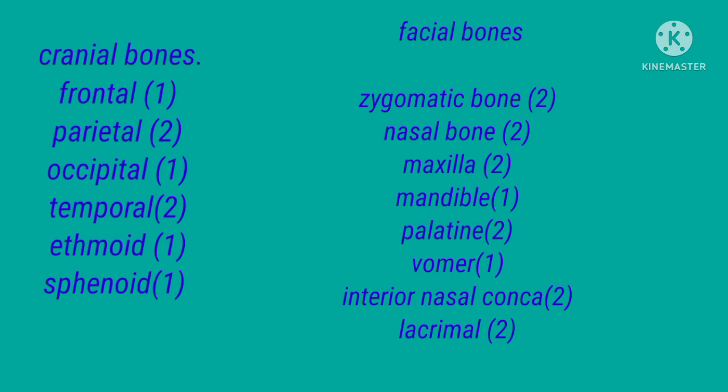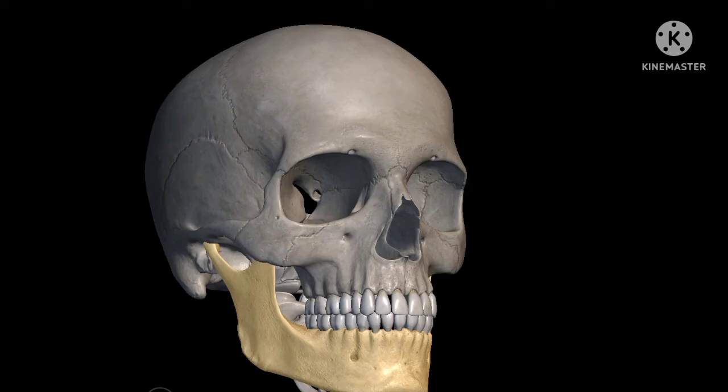They are frontal, parietal, occipital, temporal, ethmoid and sphenoid. Facial bones are the zygomatic bones, nasal bone, maxilla, mandible, palatine bone, vomer bone, inferior nasal concha and lacrimal bones. Let's look at the skull.